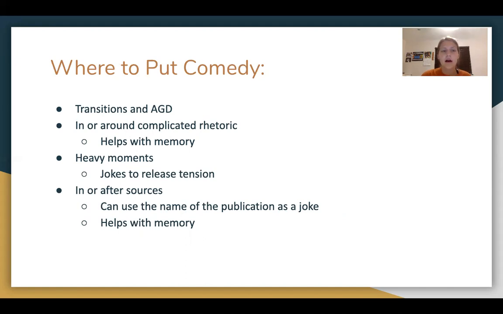Another place to put comedy is in heavy moments, because jokes can release tension. And again, there is a fine line here. You don't want to be insensitive to whatever you're talking about by lightening up with a joke, and you don't want the audience to feel that you're being insensitive. So there's definitely a fine line.